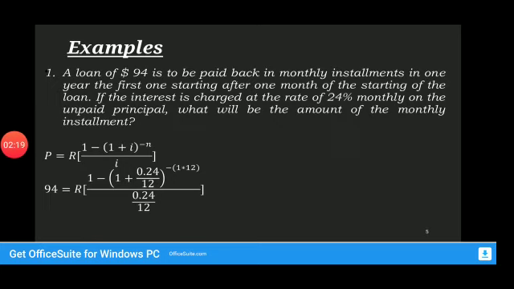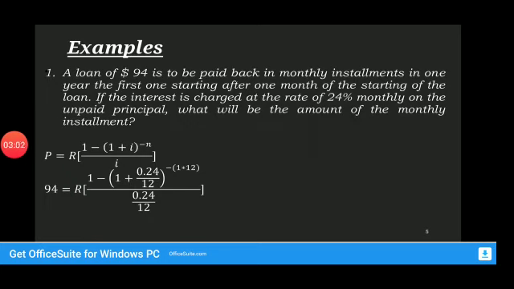For example, a loan of $94 is to be paid back in monthly installments in 1 year, the first one starting 1 month after the start of the loan. Now, see, it is written that the first one starts after 1 month of the start of the period. After 1 month means at the end of the period, so this is a question of ordinary annuity. If the interest is charged at the rate of 24% monthly on the unpaid principal, what will be the amount of the monthly installment? They are asking about the monthly installment, which means we need to find R.